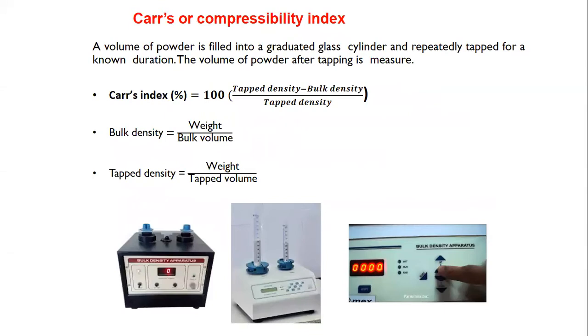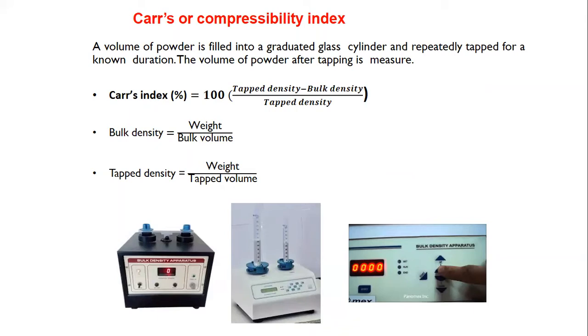To determine Carr's index or compressibility index, we need the determination of bulk density and tap density. A volume of powder is filled into a graduated glass cylinder and repeatedly tapped for a known duration. The volume of powder after tapping is measured. Here at the bottom of the slide, the bulk density apparatus is shown.